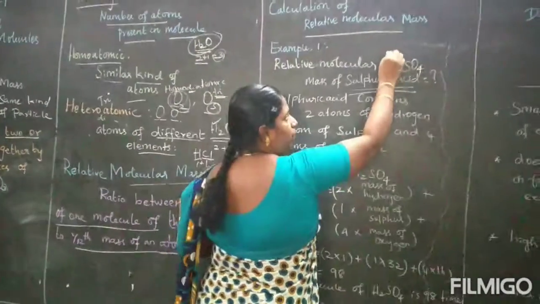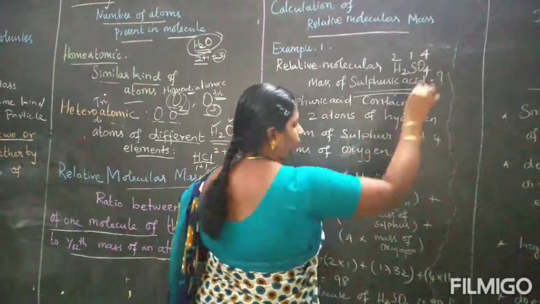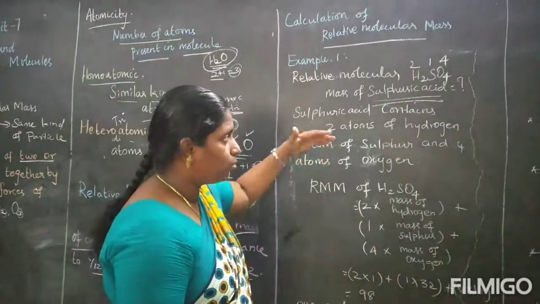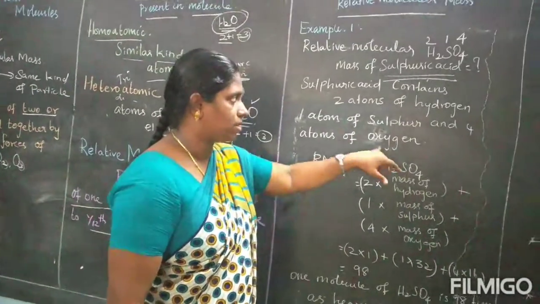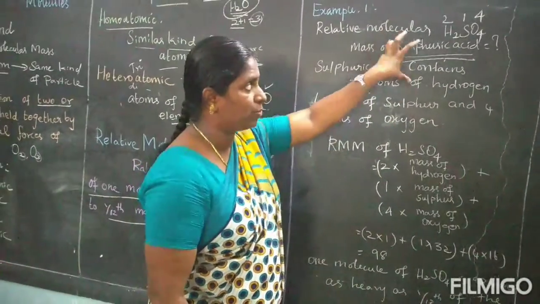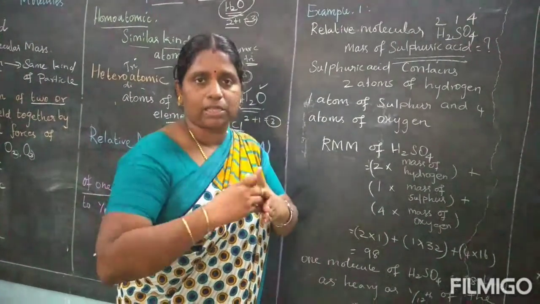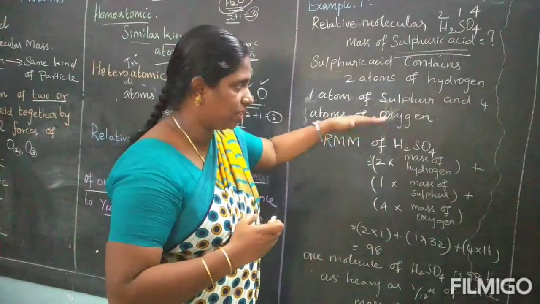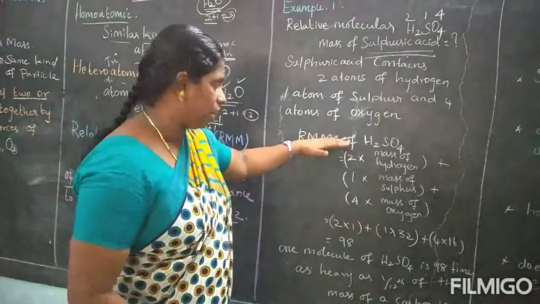So hydrogen, how many atoms have to be present? 2. Sulfur 1, oxygen 4. So how to calculate: 1 atom of sulfur, 4 atoms of oxygen and 2 atoms of hydrogen. You have to split that element up separately. How many atoms are present in each element? You have to split it out, and you substitute the mass of each element.